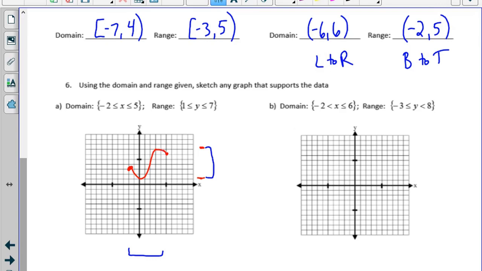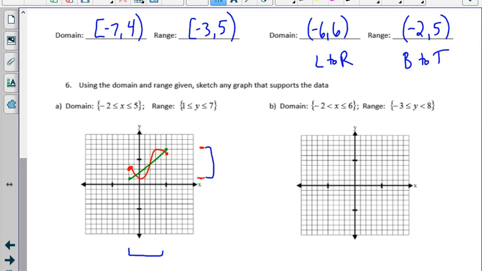would be an example. I could have drawn it as a straight line. So if I wanted, I could go from here to here. That also would be a graph that supports the data. There are lots of different ways that I can do that.